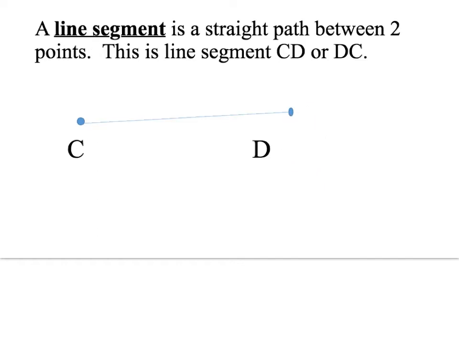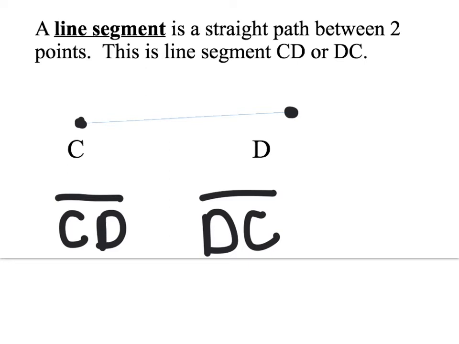Okay, this is a line segment. A line segment is a straight path between 2 points. This is line segment CD or DC. And a line segment will have a point on each end, meaning that it starts at C and ends at D, or starts at D and ends at C, but it does not go past that. So when you write this, you would write that as CD with a line segment above it, just a straight line, or DC. You can write it in either order, it doesn't matter. This is the same thing, but you use this symbol, this straight line above it.